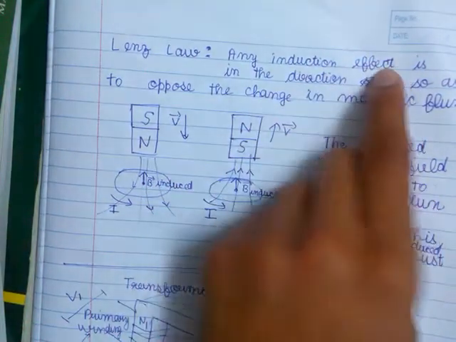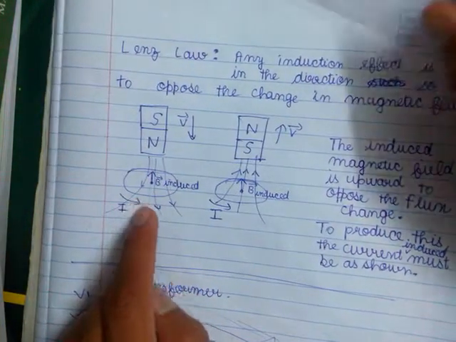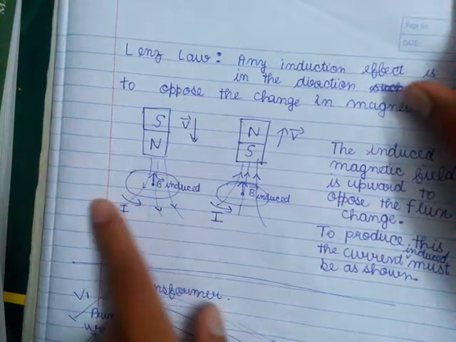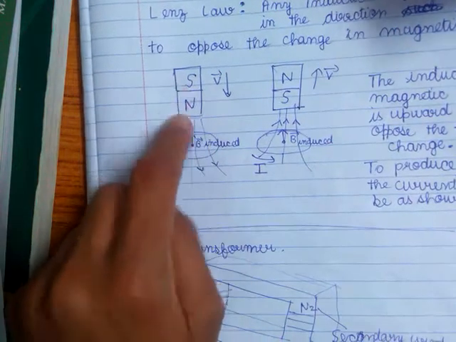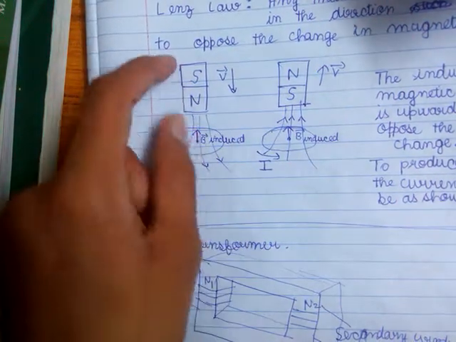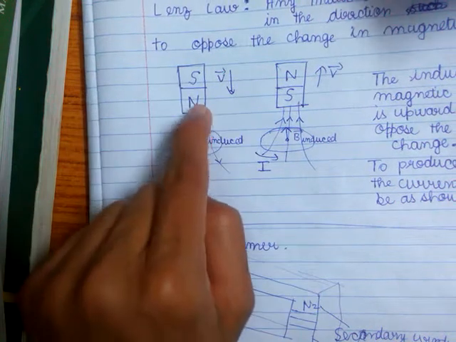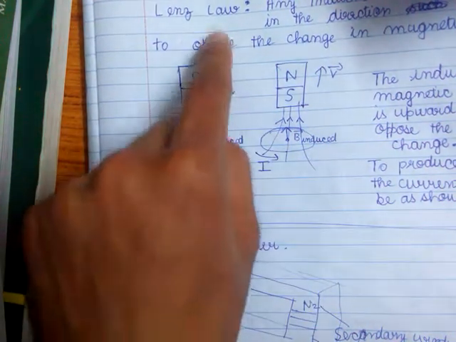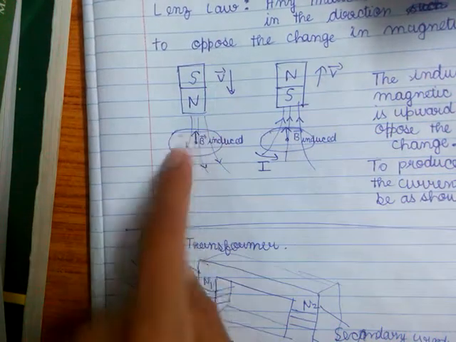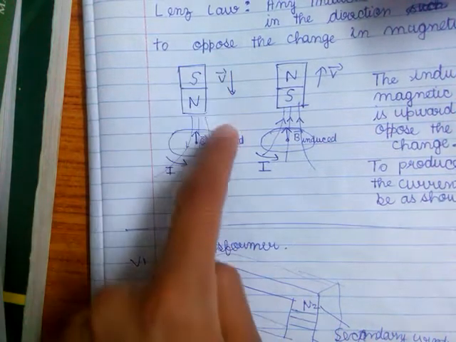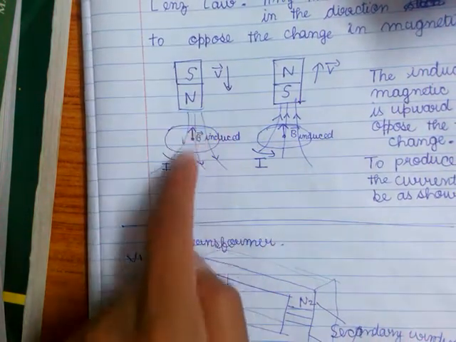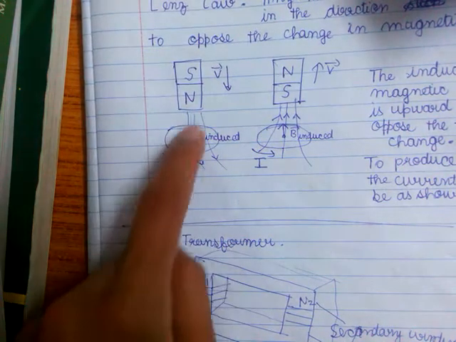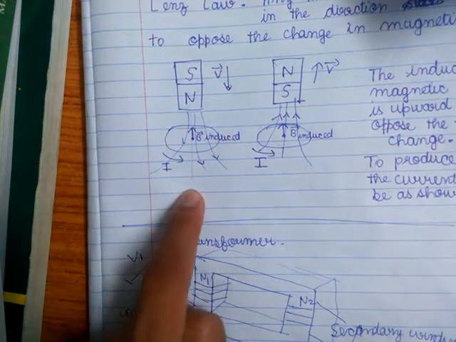By induction effect we mean the induced current or the induced EMF. For example, when we move a magnet with north pole downwards towards this coil, that is, its velocity is in this direction, you can see that the magnetic flux in the downward direction increases.